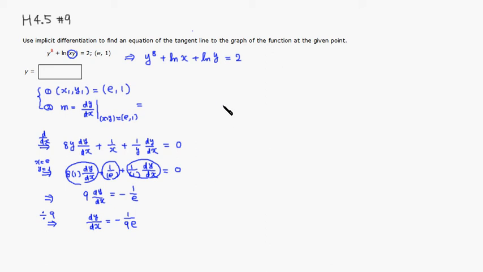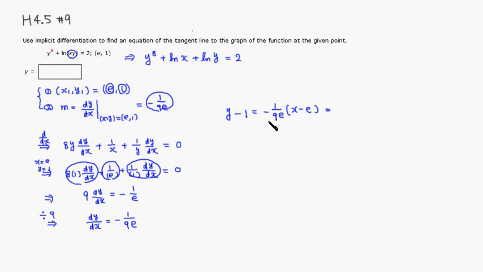So therefore, the equation is going to be y minus y1. y1 is 1. Oh, actually, I have to put the slope, which is negative 1 over 9e. So y minus 1 is equal to the slope, negative 1 over 9e, times the quantity x minus x1, which is e. x1 is right here, slope is right there. So we just have to clean up a little bit.